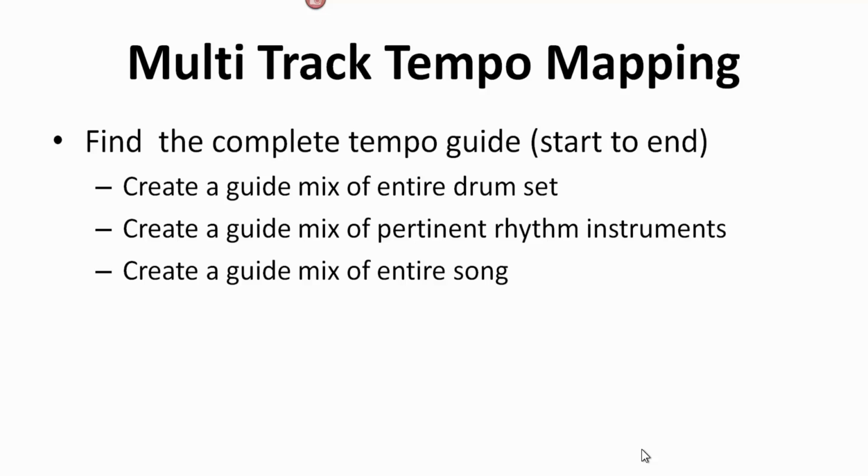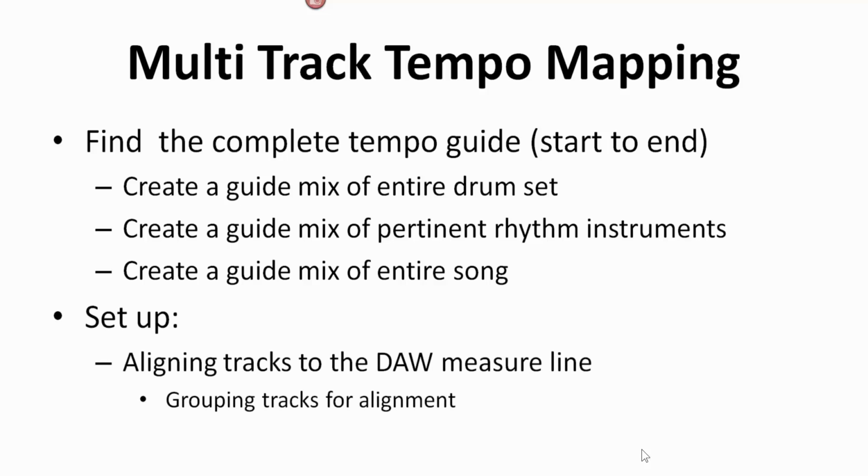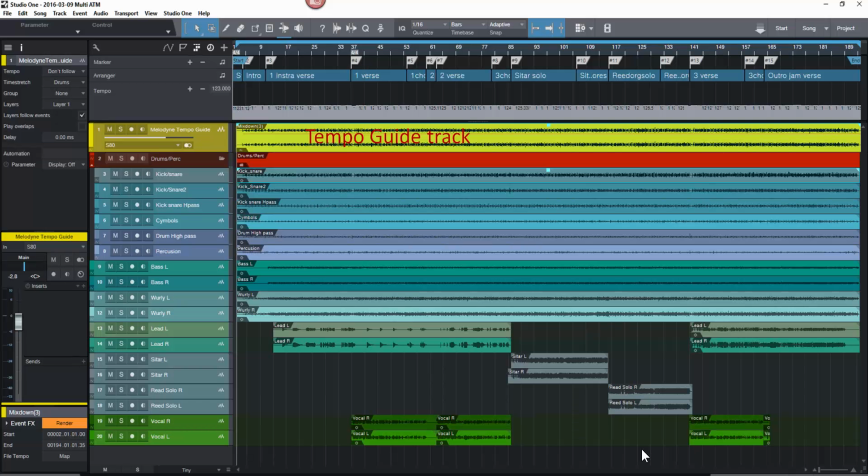Now that we've looked at different ways to determine guide tracks, looking at the content of your music to determine the best guide track to build your tempo map off of, let's take a look at some of the steps you've got to do in terms of aligning it and grouping those tracks and making sure that they're always in sync so you don't get them out of sync once you start moving things in terms of tempo. Here we have a Melodyne tempo guide track. This is the one that we developed our tempo map from, which in the case of this song was just the drums. Now let's go ahead and take a closer look at that.